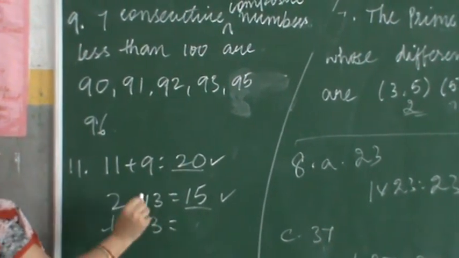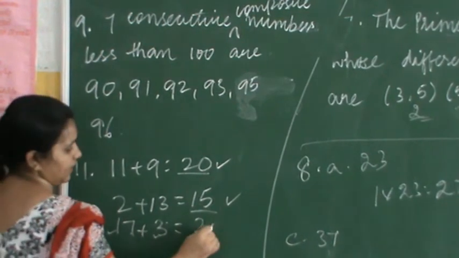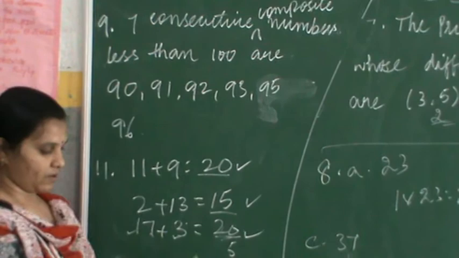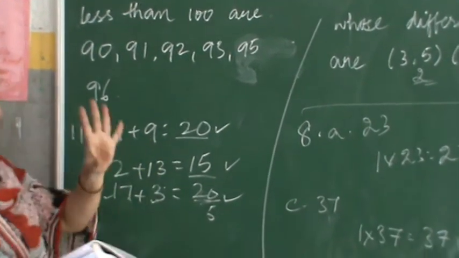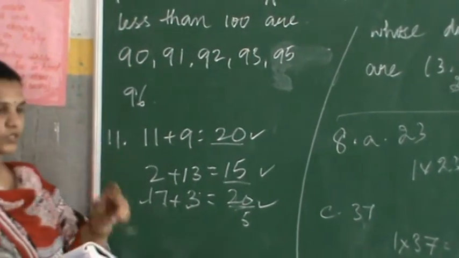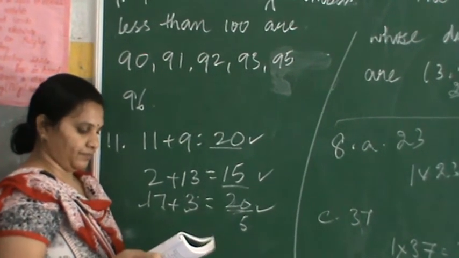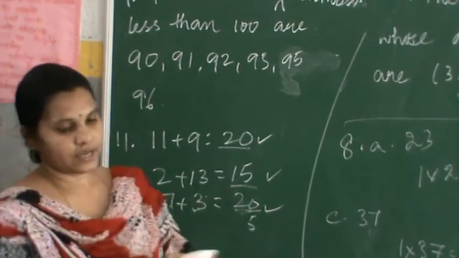17 is a prime number. Yes. 3 is a prime number. Yes. 17 plus 3 is 20. The sum 20 is divisible by 5. Like this you have to write 5 pairs. I explained only 3. The rest 2 you have to write. Fill in the blanks is for homework, children. This completes exercise 3.2.